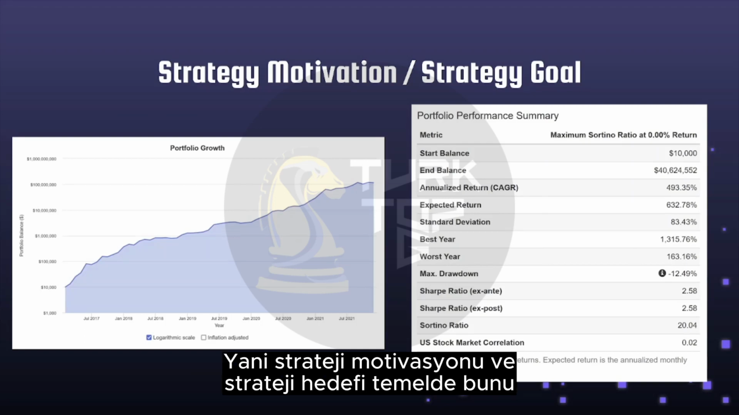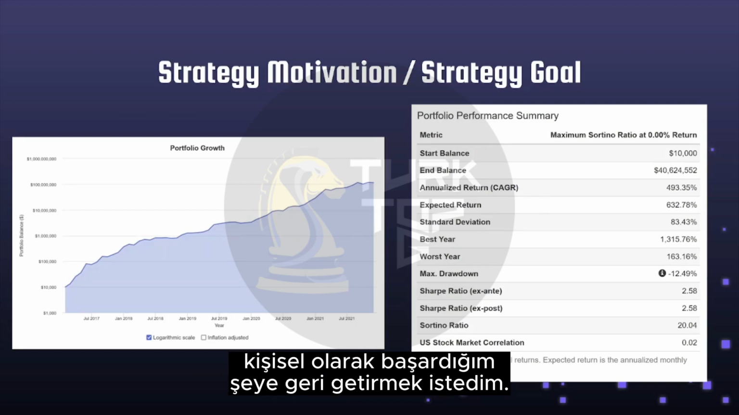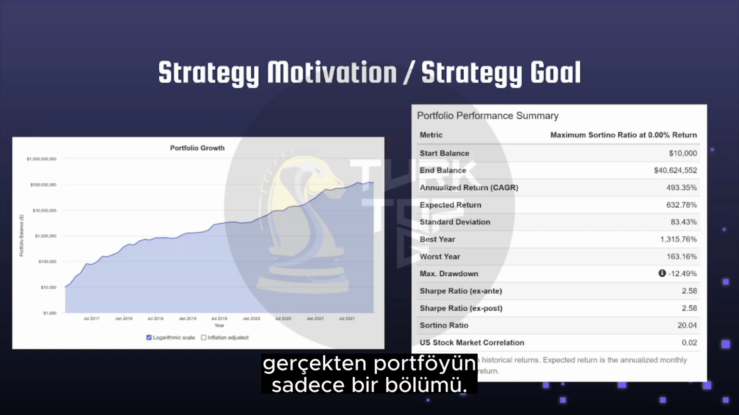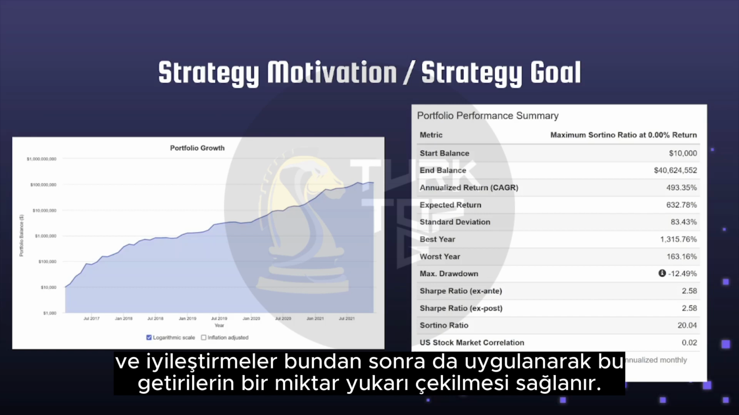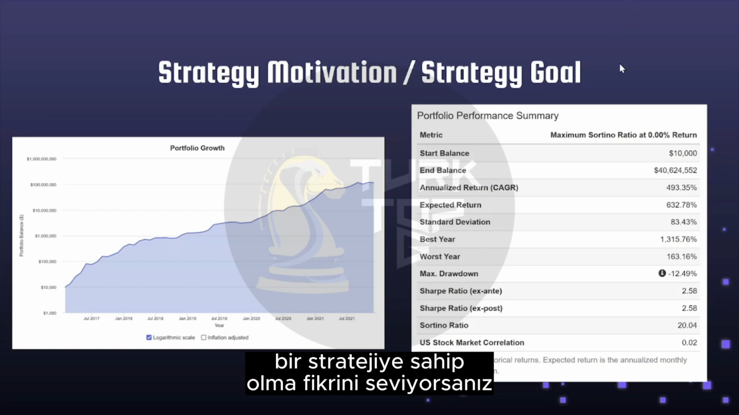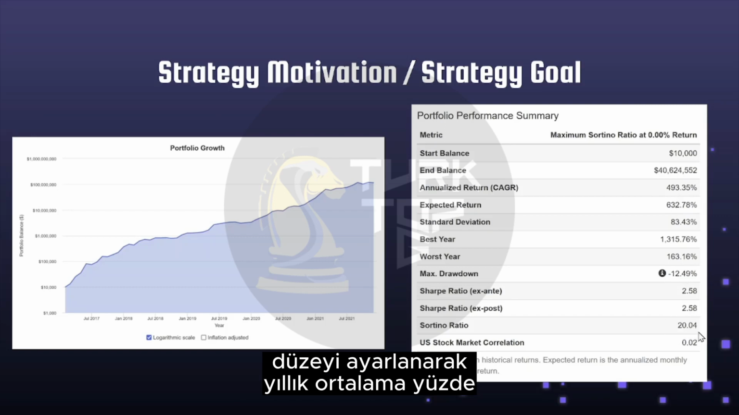So, strategy motivation and strategy goal. Basically, I just wanted to bring it back to what I've achieved personally. This is the portfolio that I've designed, and this really is only a segment of the portfolio. Other enhancements are applied after this as well to bring these returns up slightly. So if you like the idea of having a strategy that can get you hundreds of percent on average per annum with a very low level of risk and a large level of risk-adjusted returns, then this type of strategy is for you. And of course, the time input is a big factor in that.